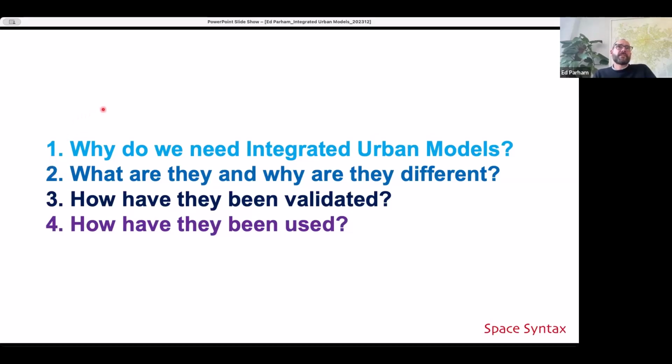What I wasn't going to do was go into the detail about some wider positioning. I might mention things a little bit about complex systems and cities as complex systems, but I'm not going to go into any real detail on that. It's going to be more focused on what are the elements that we include in an integrated urban model and how do we use them.